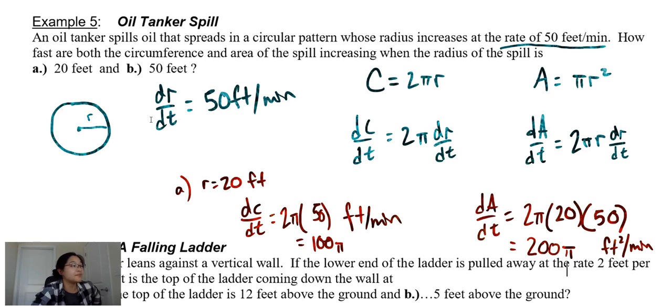So try part B. Find the rate of change of the circumference and the rate of change of the area on your own. And hope that goes well. Let's put a question here.